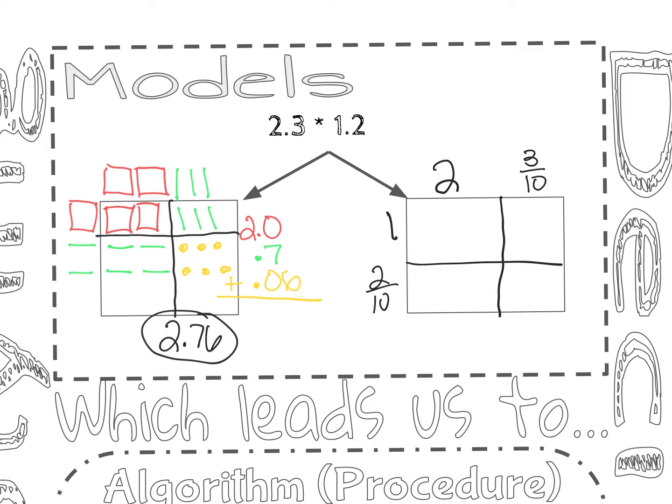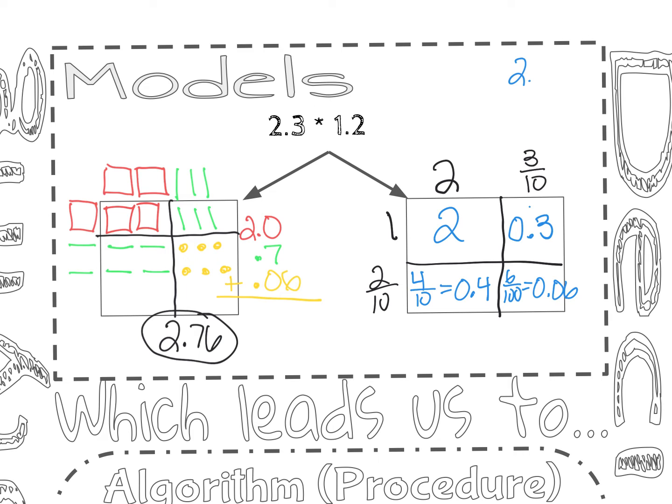So then I start to fill in what I know. So I know 2 times 1 is 2. 3/10 times 1 is 3/10, but now I'm going to go ahead and write it as its decimal equivalent. 2 times 2/10 is going to be 4/10, which is 0.4. And then 3/10 times 2/10 gives us 6/100, which is 0.06.